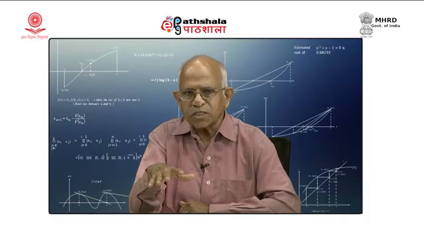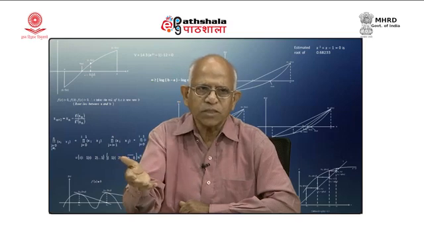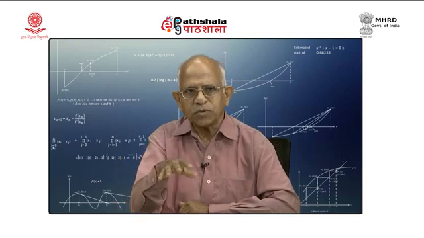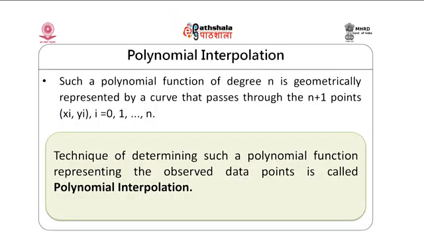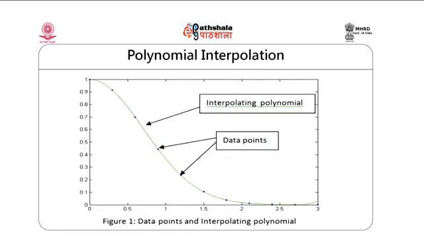So, in general, if you are just trying to determine some functional relationship, it is interpolation. If you are trying to determine the relationship in the form of a polynomial, it becomes a polynomial relationship. So, polynomial interpolation. This graph shows how the x values are plotted along the x axis, y values are plotted along the y axis, and these are the data points given on the curve, and this is the interpolating polynomial curve, which passes exactly through all the data points.